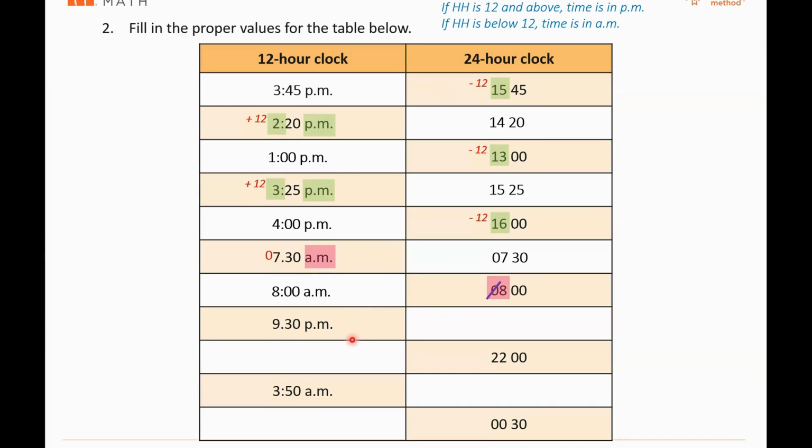Now, next one, 9:30 PM. PM means your 9 must add your 12 hours. Then you get your 21:30 for 24-hour clock. Okay, 2200, same thing, more than 12. So when I want to change to 12 hour, you must minus your 12 from here. So I get 10 PM. 3:50 AM, morning, right? AM, so when there's only 3 digits, put 0 in front, you get your 4 digit for your 24-hour clock format. Last one. 0030.